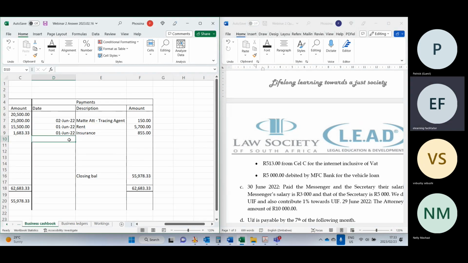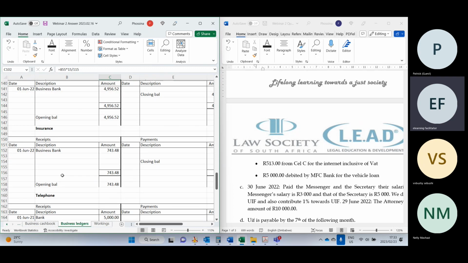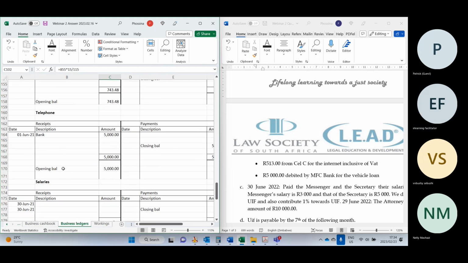So this is also inclusive of VAT. So it's in our account. We are paying Cell C. So internet, Cell C, how much are we paying? 513. And then we can go to our ledger. We can use an internet ledger. We can use a telephone and internet ledger. Usually we use a telephone and internet. So now that there are no faxes, they've now converted it into telephone and internet.